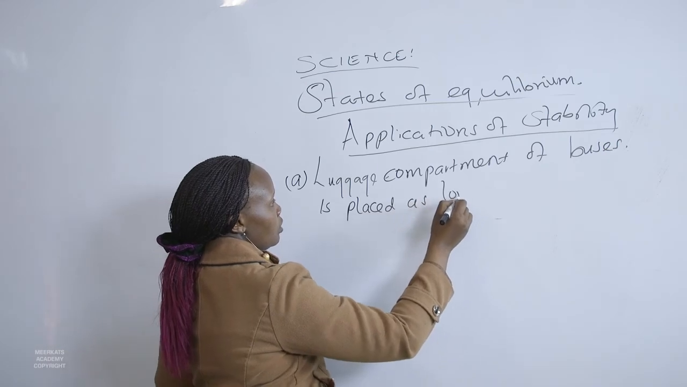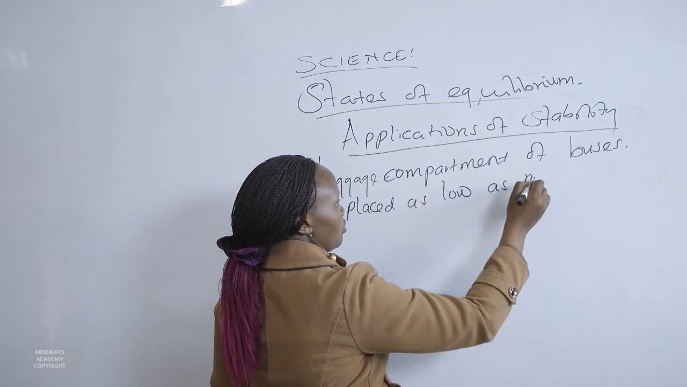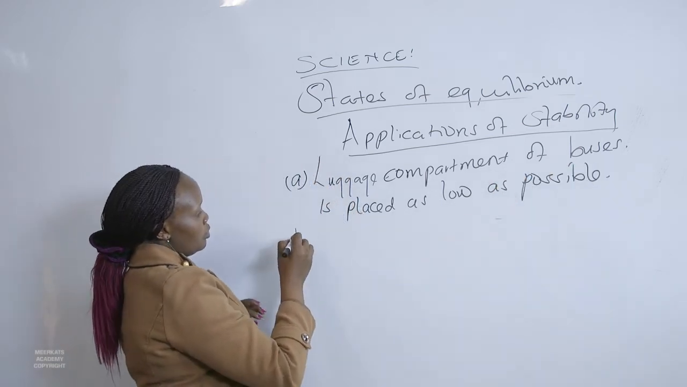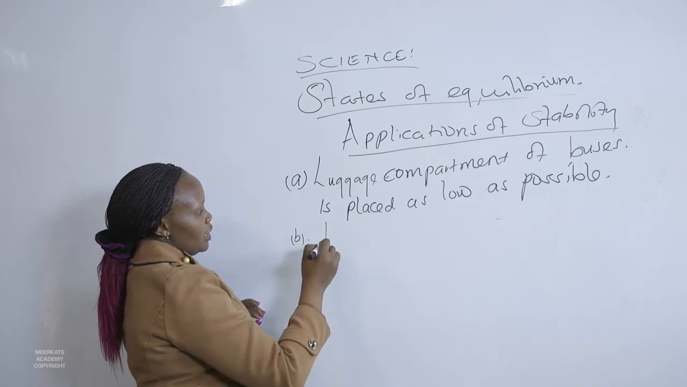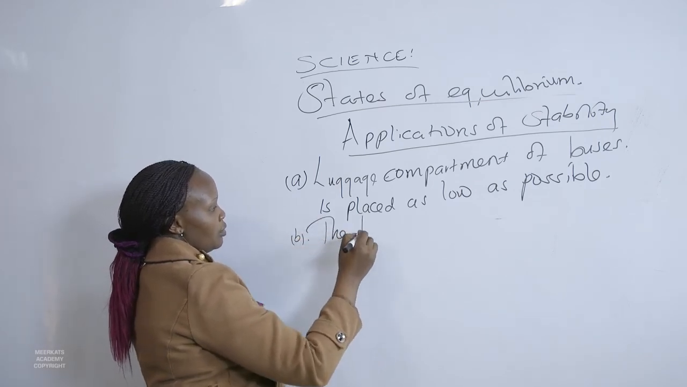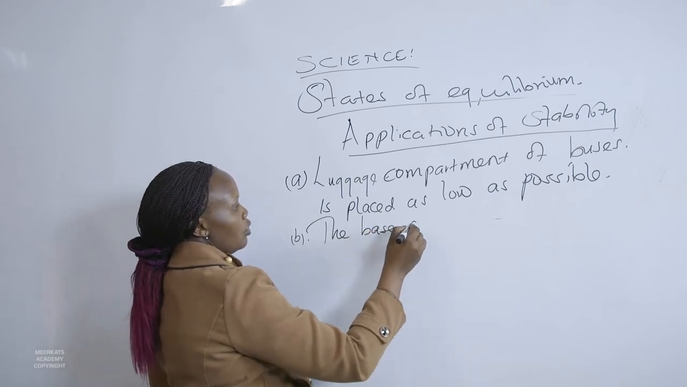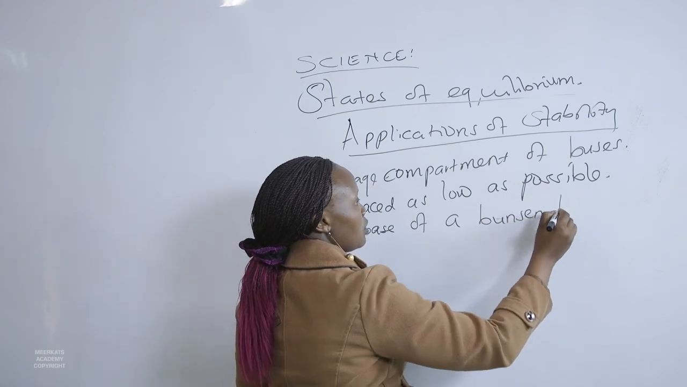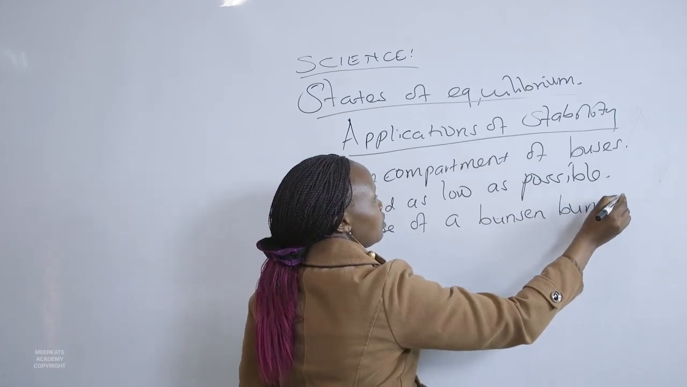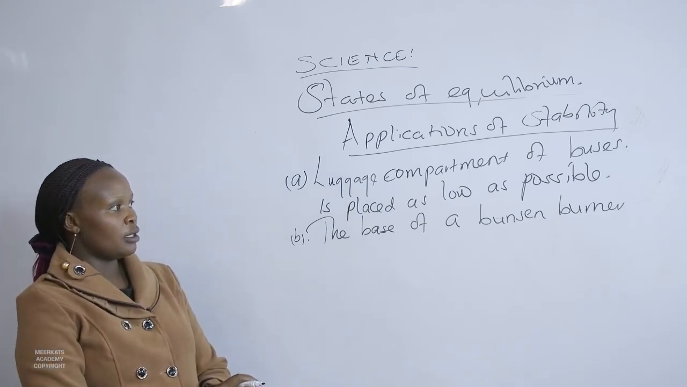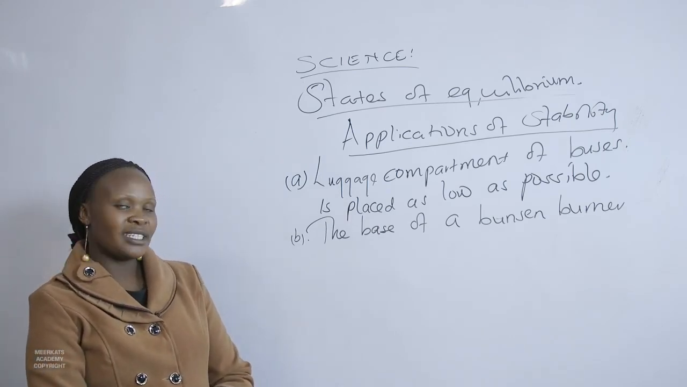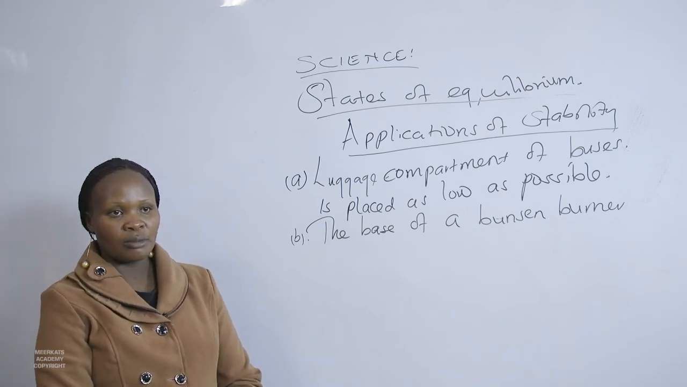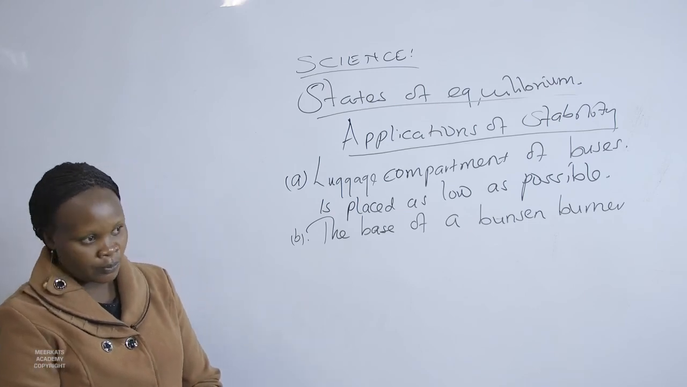As low as possible. Number two, we have the base of a Bunsen burner. The base of the Bunsen burner is always as wide as possible to ensure that the Bunsen burner is stable.